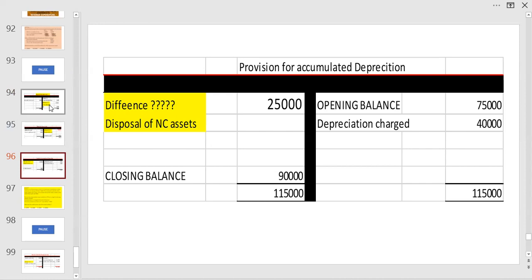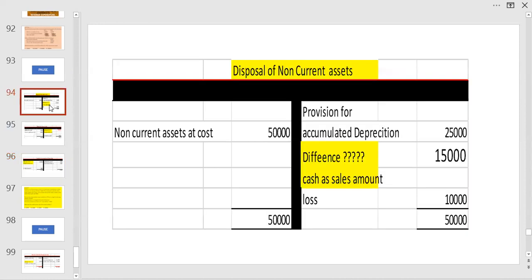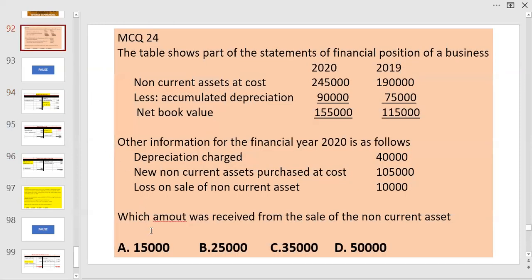So having said this, now we'll go back to the answer that we have prepared. Now we have got the cost, we have got the depreciation. They have given the loss also. Now they want us to say at what price this was sold in order to come to this loss. If you try to balance these details, there's a difference of 15,000. So that obviously is the cash or the sales amount. So now we'll go back to the question again. Here, answer A should be the answer. Okay, we'll now go to the next question.